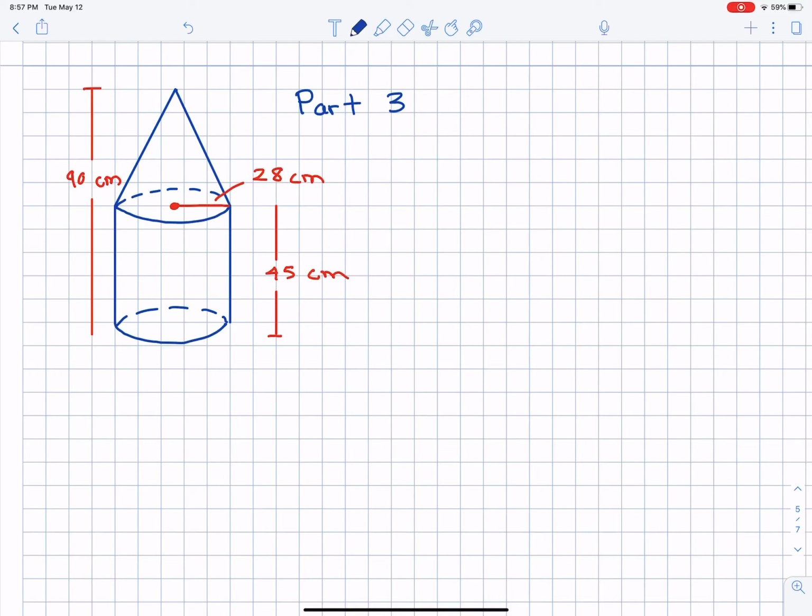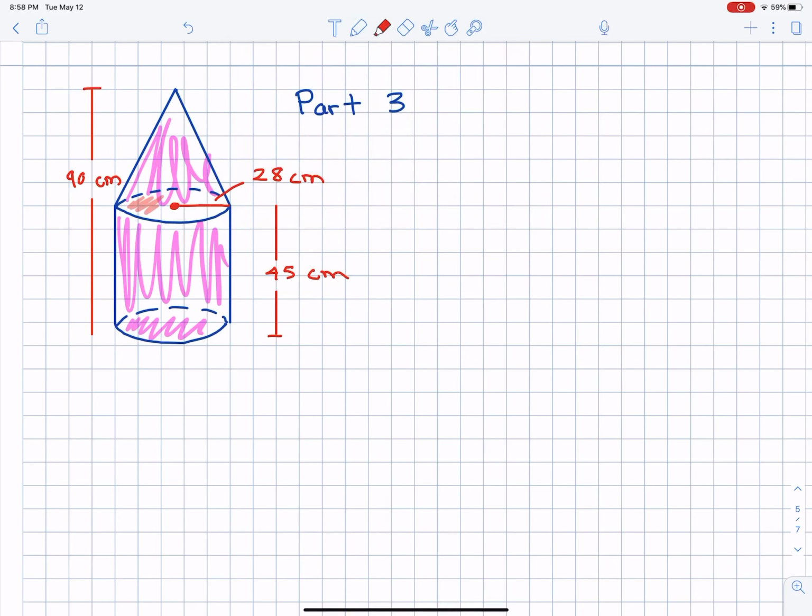Now in this case, this is a composite of a cylinder and a shell. Now let's notice what we're going to have to do in order to find the surface area of this. So we have the lateral side of the cylinder. We also have the bottom, the base. And then we have the lateral side of the shell. But notice this piece right here.